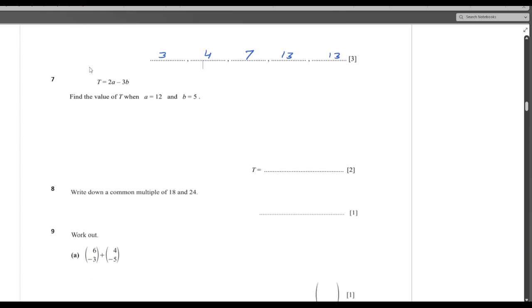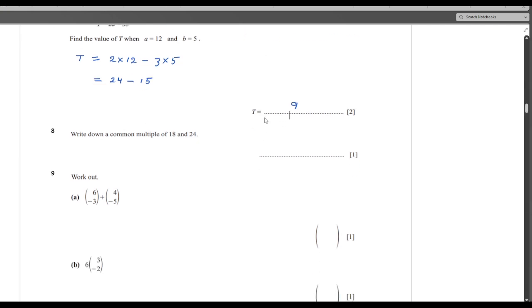Okay, question number 7. T is equal to 2a minus 3b. Find the value of t when a is 12 and b is 5. So what I have to do, I have to replace this a with 12 and b with 5. So it is minus 3 times 5. So 2 times 12 is 24, minus 3 times 5 is 15. 24 minus 15, you will get your result as 9.